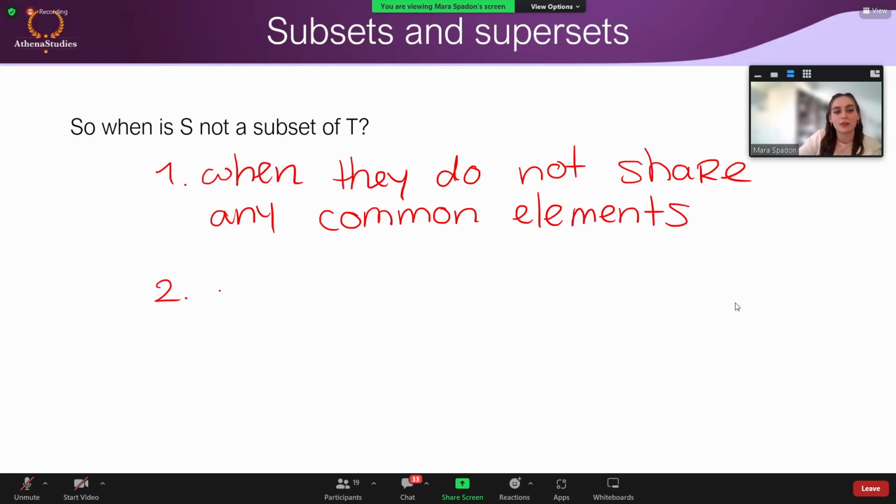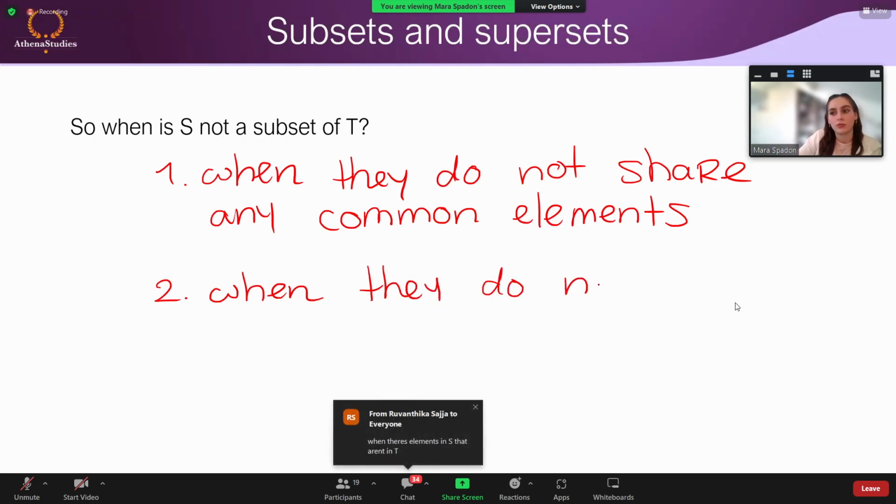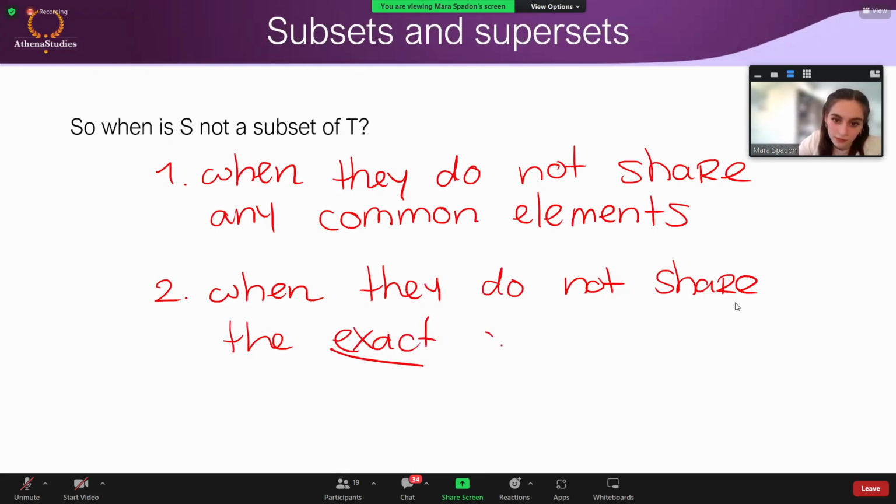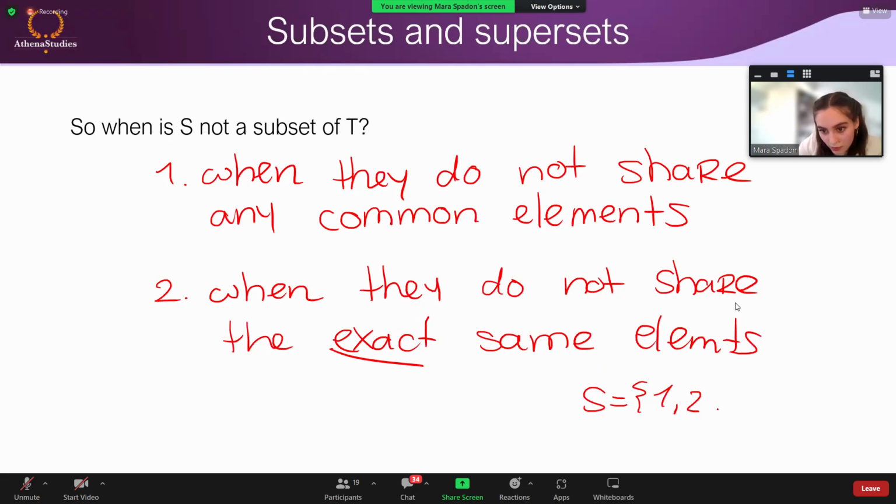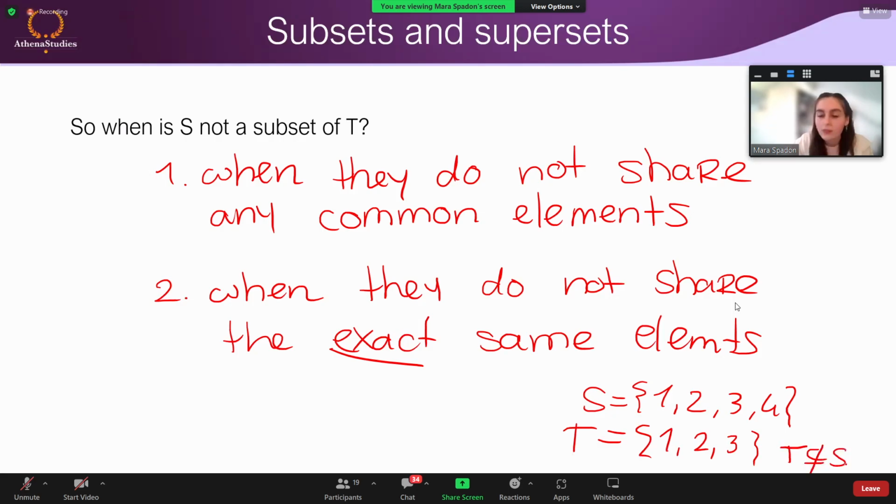And then a second one could also be when they do not share. Yes, exactly. When there's an element of S that is not in T. So when they do not share the exact same elements. So if you would have S that is 1, 2, 3, 4, and T that is only 1, 2, 3, then they are not equal, right? So then S is not a subset of T. Exactly.